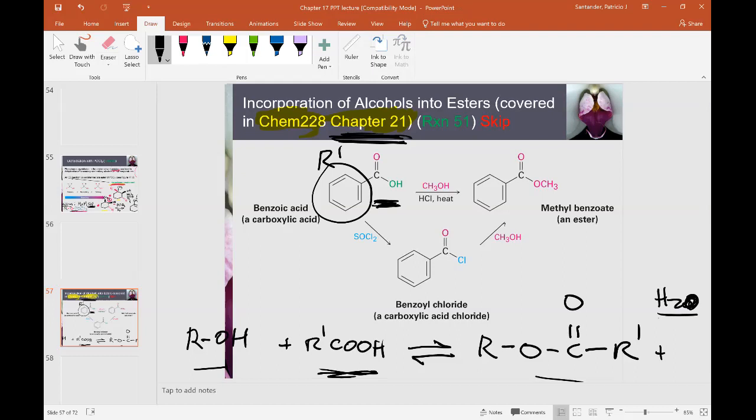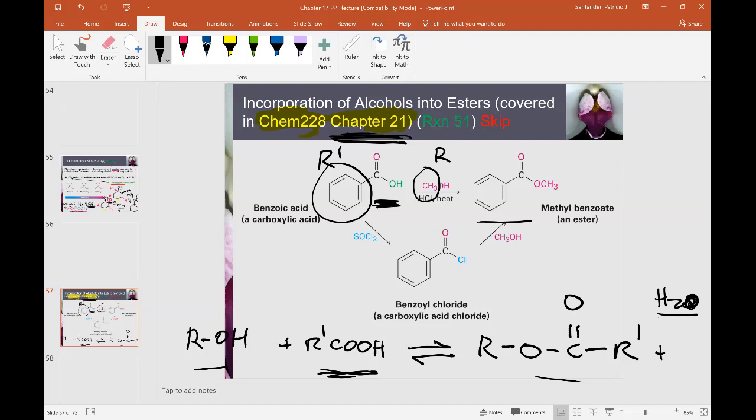And in this case, the alcohol is methanol. So the CH3 corresponds to the R group, right? And what you form in this case is methyl benzoate.